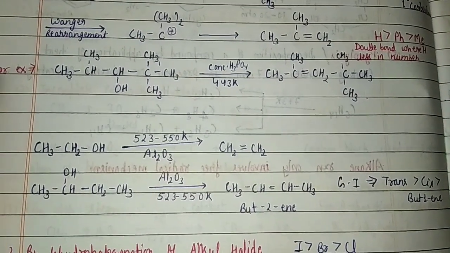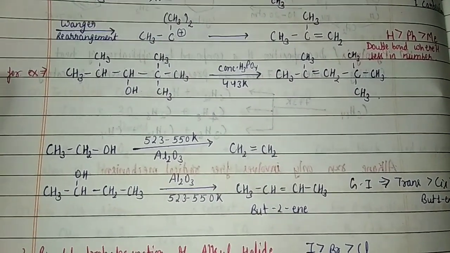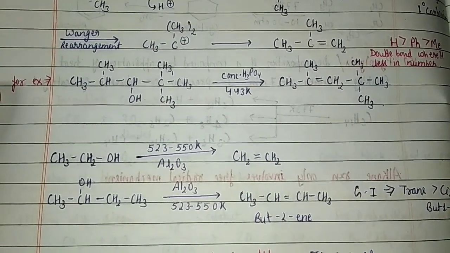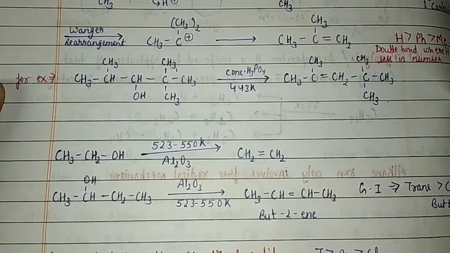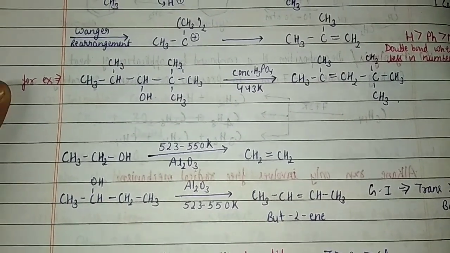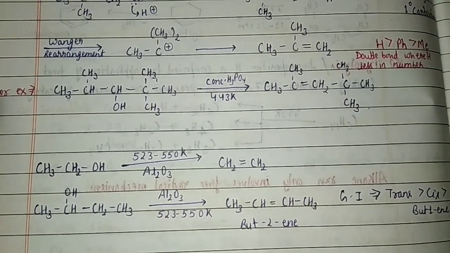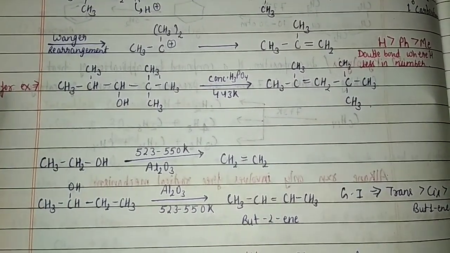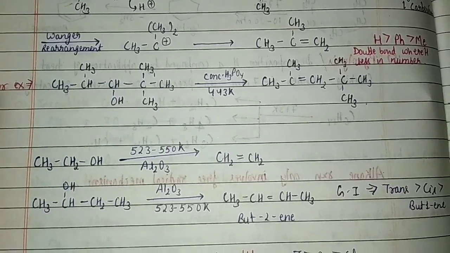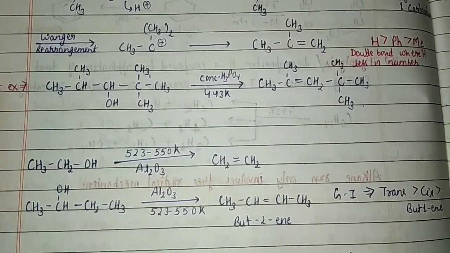The second method is when we have anhydrous aluminum oxide at very high temperature, 523 to 550 Kelvin temperature. The alcohol is dehydrated and gives you the alkene product.